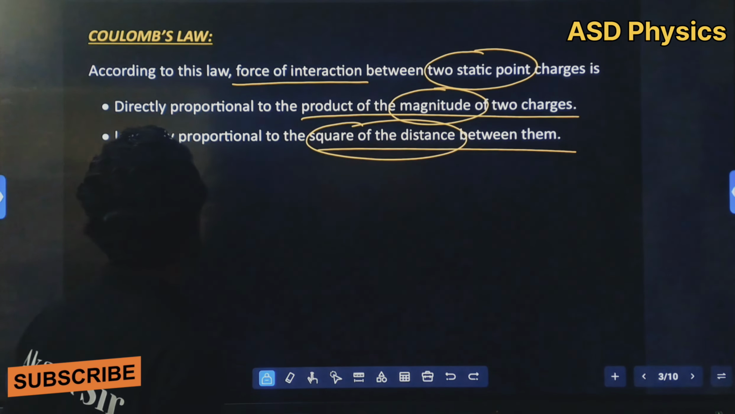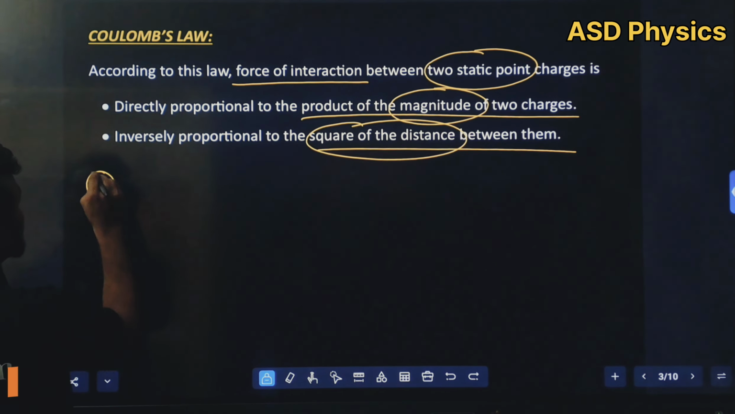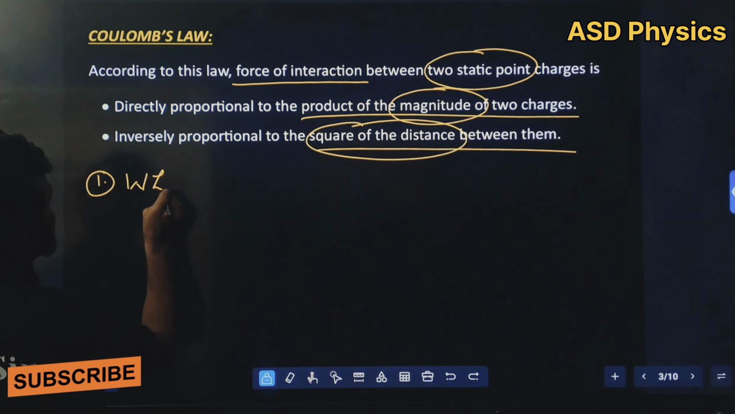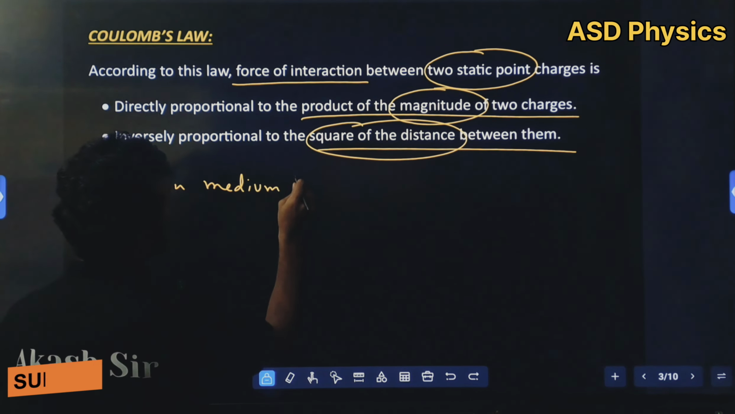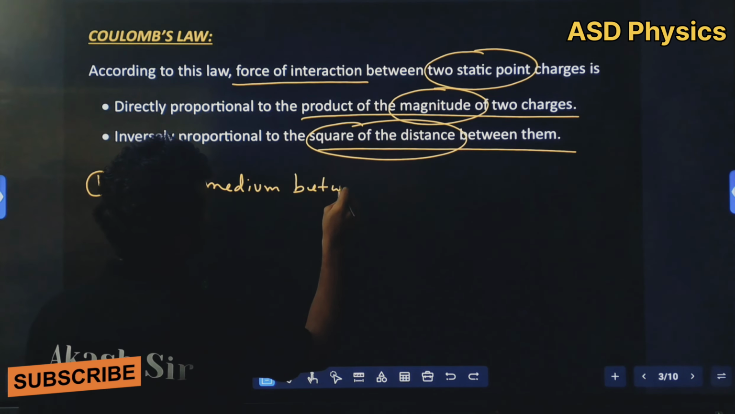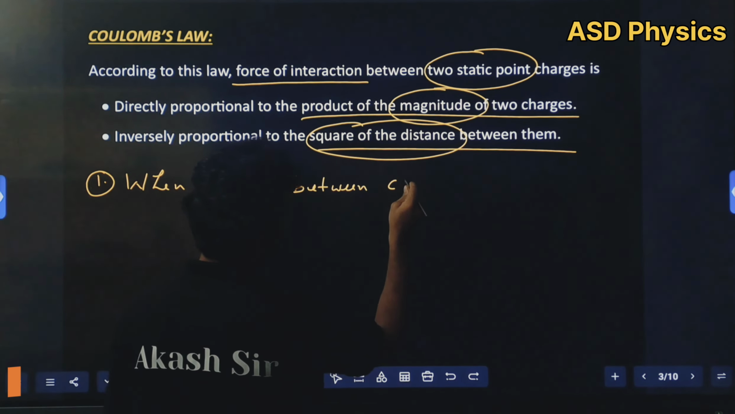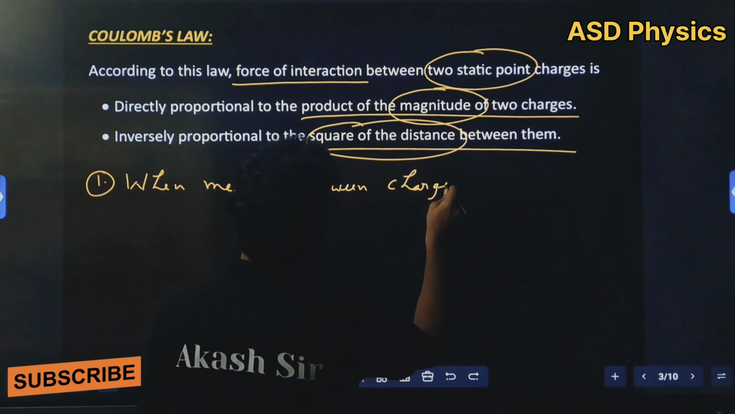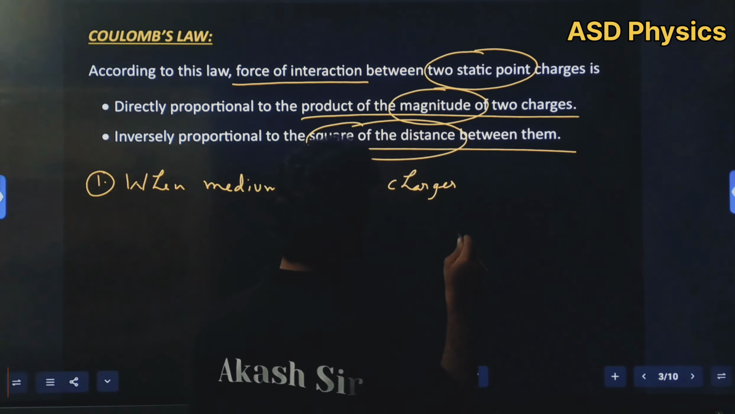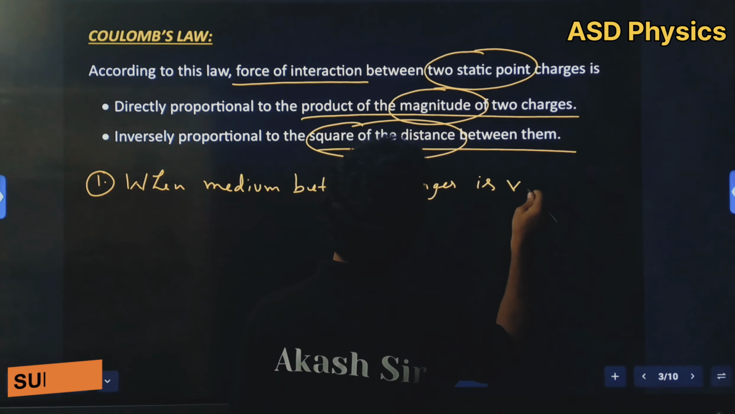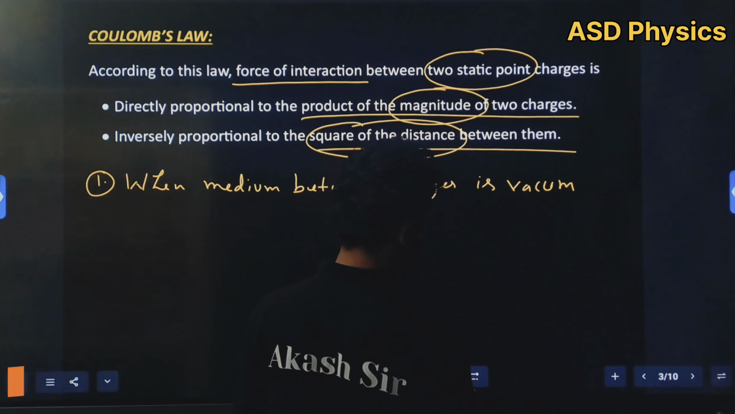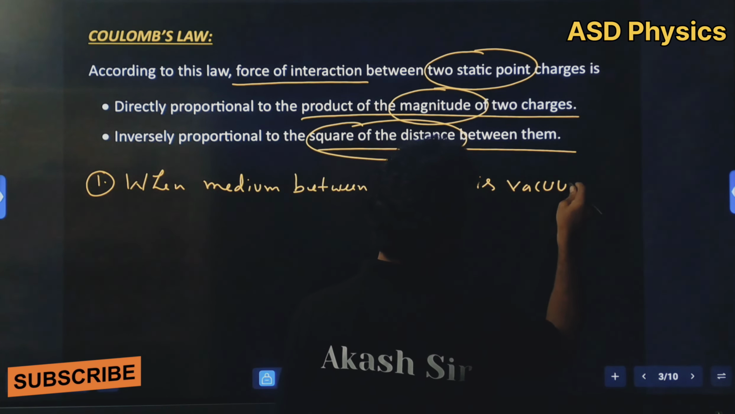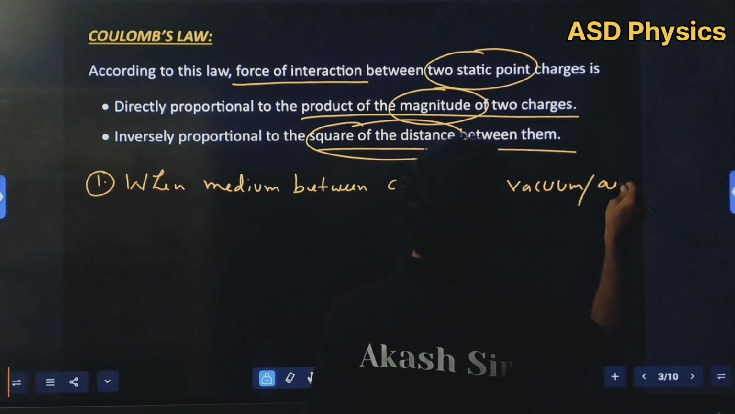So see here, dear students, first we are going to see the case when the medium between the charges is vacuum. Vacuum, or air.